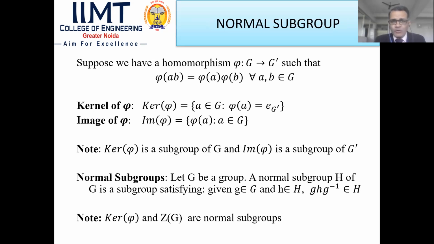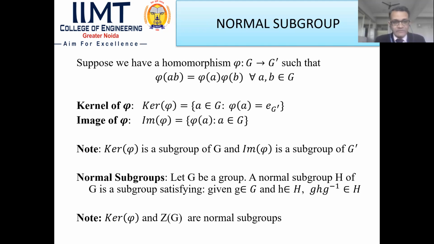Suppose we have a homomorphism phi from G to G prime such that phi of AB is equal to phi A into phi B for all A, B belonging to G. The kernel of phi is equal to the set of A belonging to G such that phi of A is equal to the identity of G prime, and the image of phi is the set of phi of A such that A belongs to G. Clearly we can see that the kernel of phi is a subgroup of G and the image of phi is a subgroup of G prime.